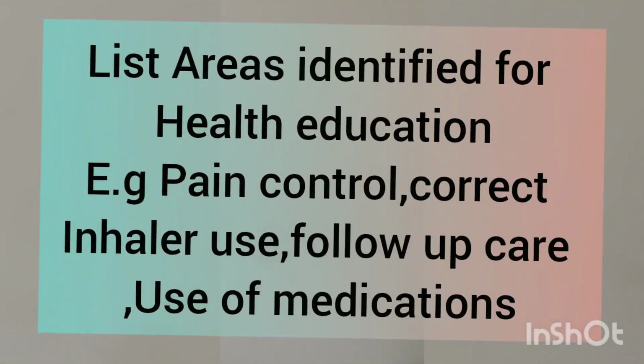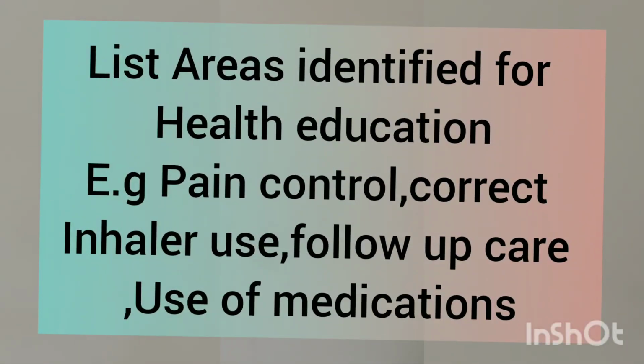Now the next column is list areas identified for health education. All the education you gave Jenny during her stay in the hospital, you have to write it down. Jenny was educated on the proper use of medication. Jenny was educated on the use of aids. Jenny was educated on follow-up of her care.